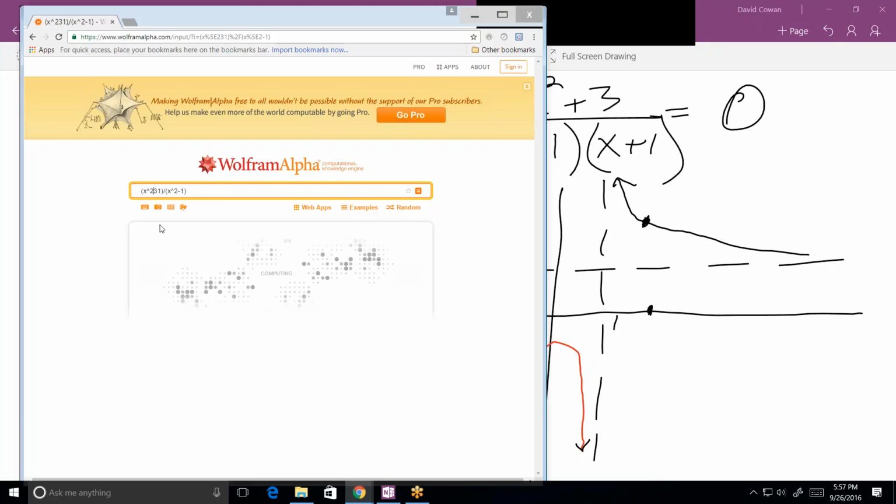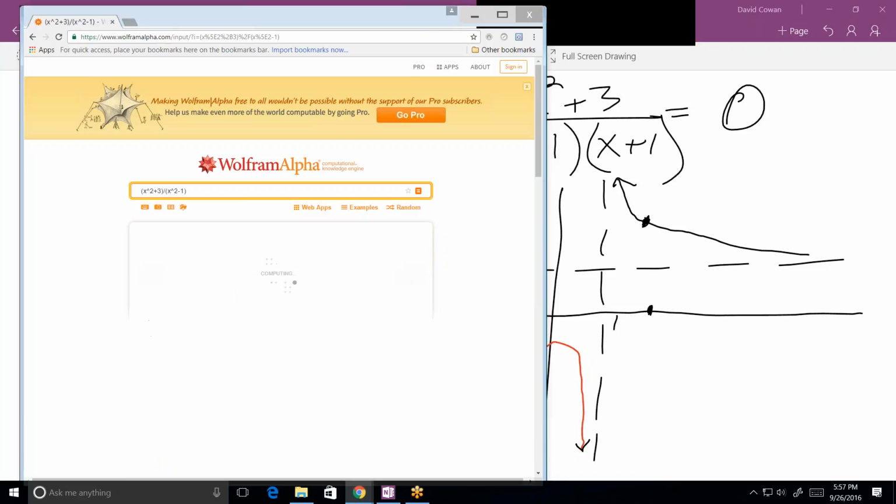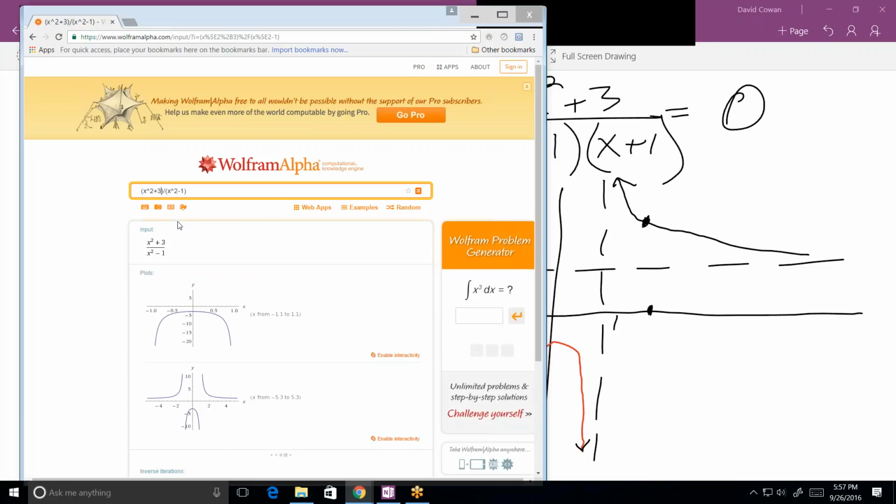X squared plus 3. No wonder it's taking so long. Oh, yeah, I had x squared plus 231. Okay, so that's my function, and this is what it looks like. And we were able to figure all of that out merely by knowing vertical asymptotes, horizontal asymptotes, x-intercepts, y-intercepts, and that's all it took.